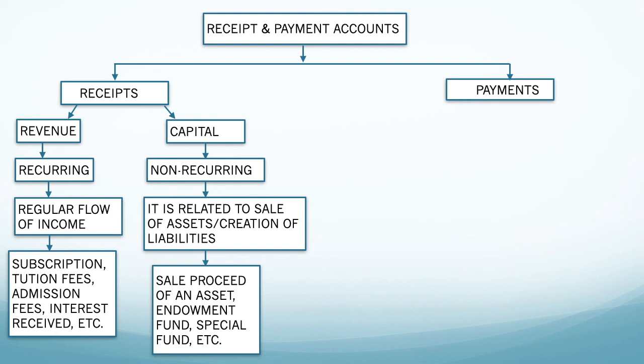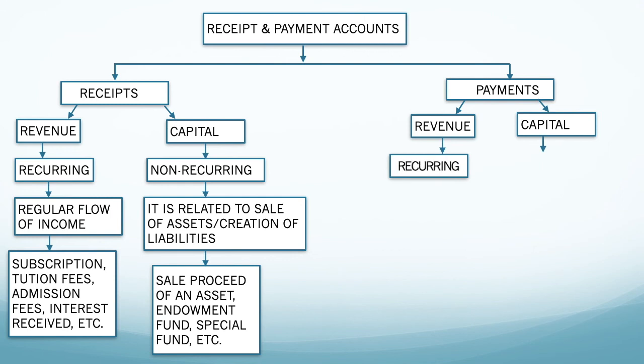As per the adjustment, either it will be deducted from the asset or it will be recorded on the liability side, or added to the liability side. So revenue receipts you will record on the income side, and capital receipts you will record in the balance sheet. In the same way in the payments also, we will bifurcate into two sections, that is revenue and capital again, and it is of the same nature. Revenue is recurring and capital is non-recurring.